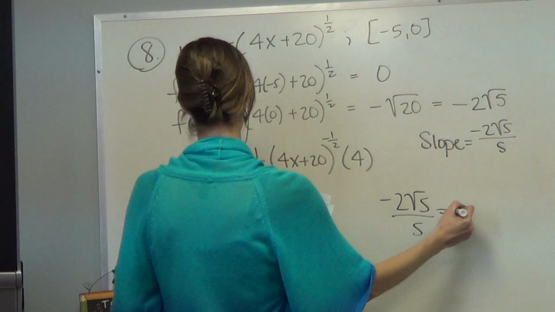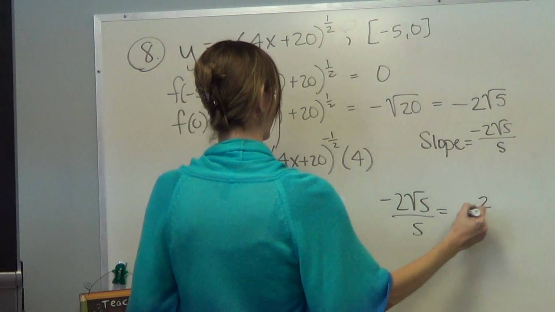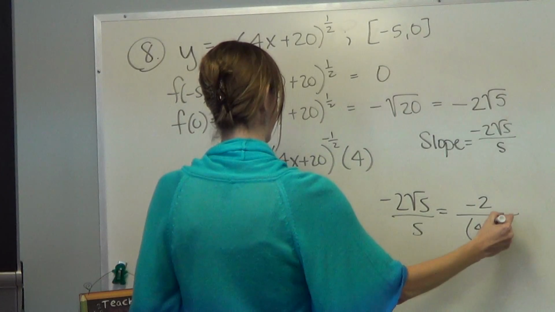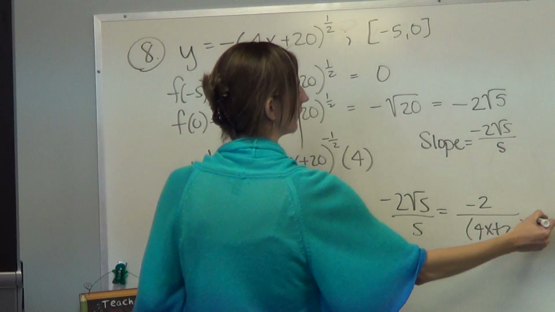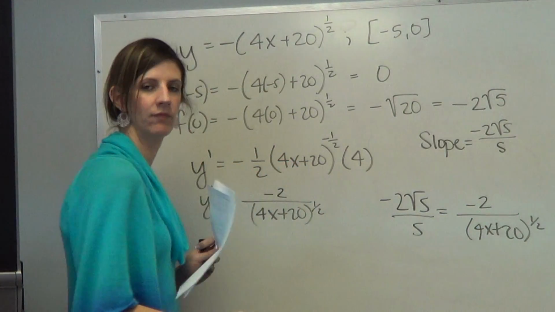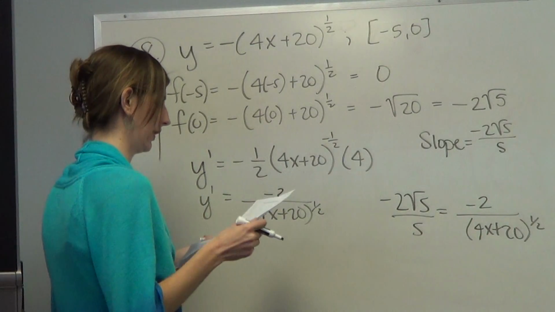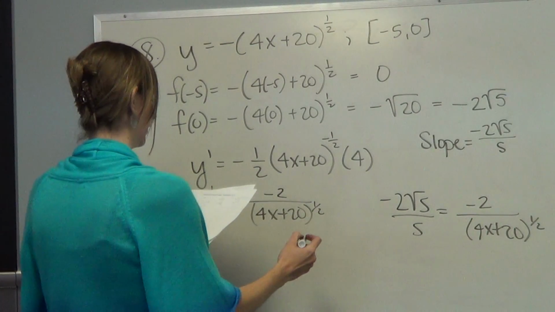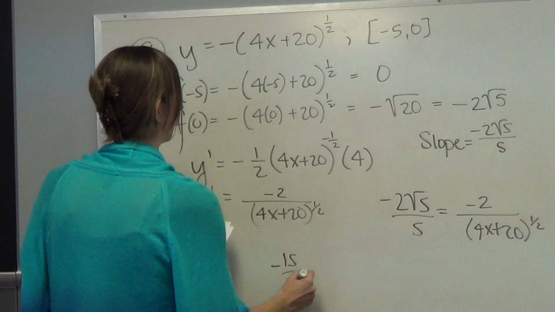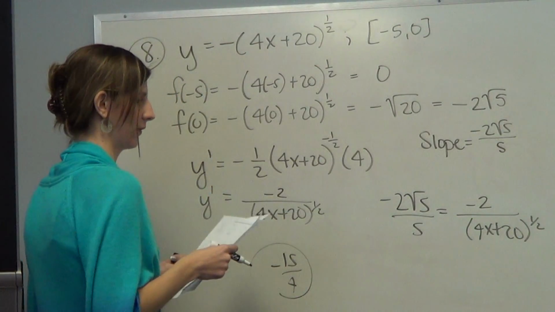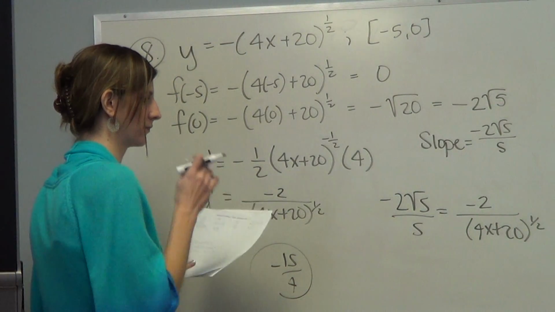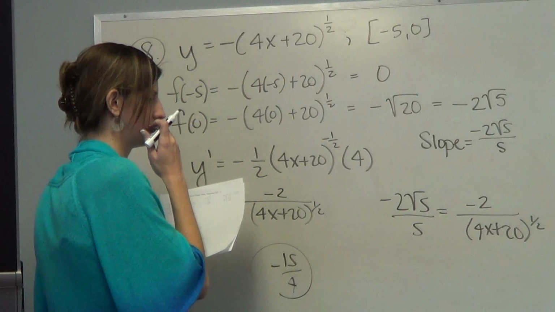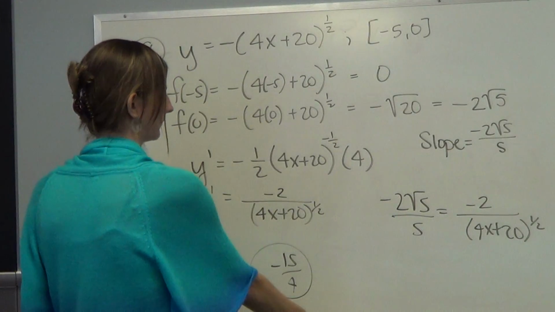So you should have -2√5/5 equals -2 over the square root of 4x plus 20 to the 1/2. See if you can go from there. Then you can cross multiply. Yes, you can cross multiply. Because I got -25/4.